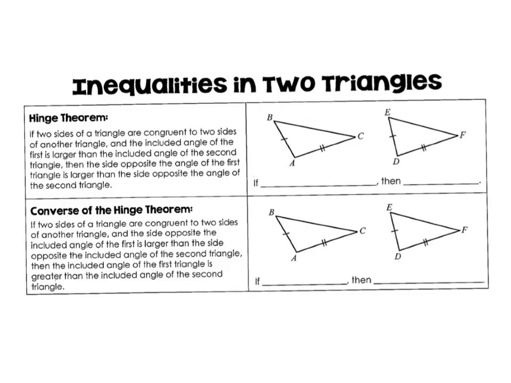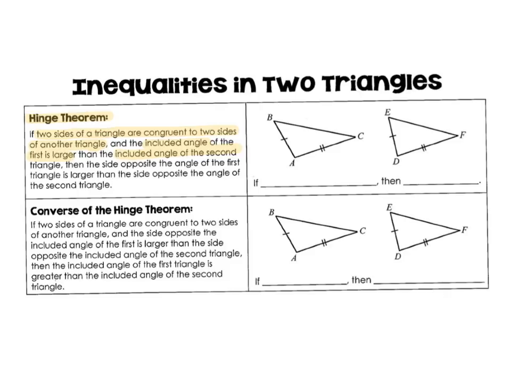Alright, so we can also use inequalities when we're comparing two triangles together. The theorem that helps us describe this relationship is called the hinge theorem. The hinge theorem tells us that if two sides of a triangle are congruent to two sides of another triangle, so if we've proven that two sides are congruent, and we know that the included angle of the first is larger than the included angle of the second.